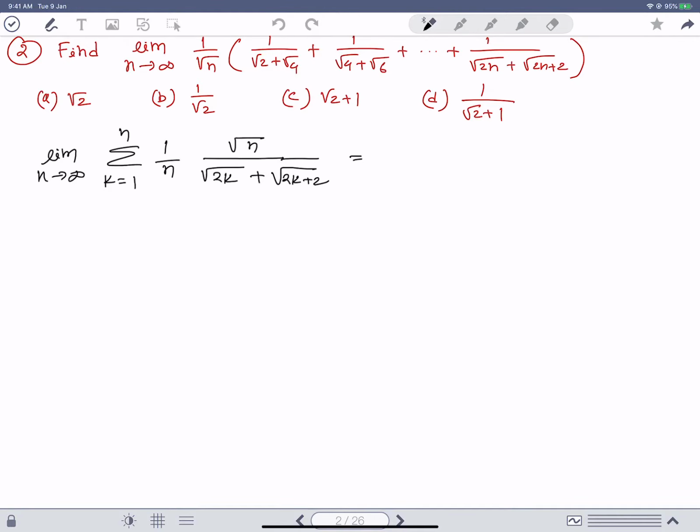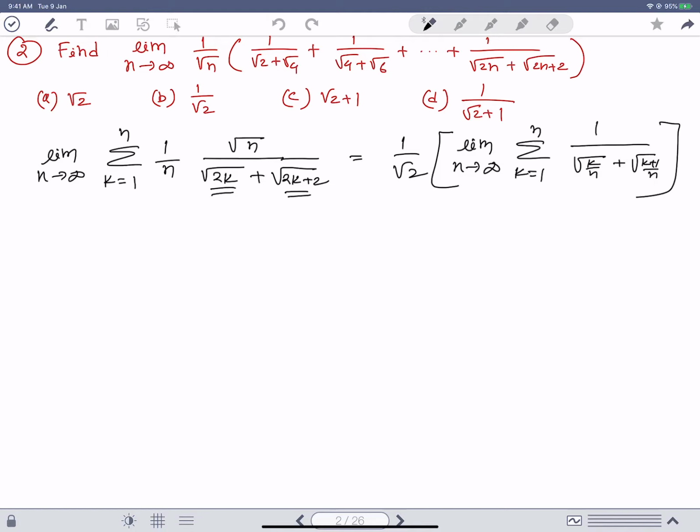Now, again that will be 1 by root 2, because from here and here you can take that root 2 outside, then it will be limit n tends to infinity, summation k equal to 1 to n, and then we have root over k by n plus root over k plus 1 by n, this one.